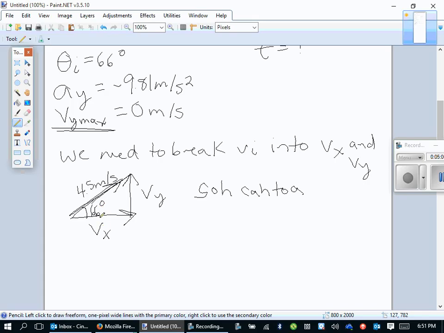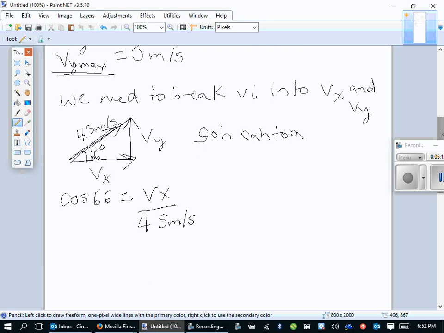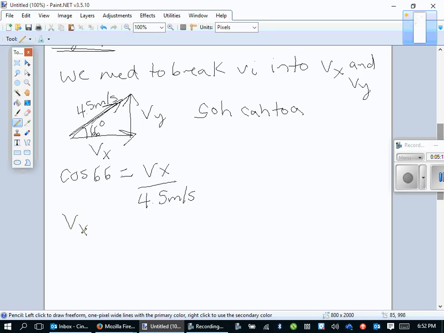If I wanted to know the x, this is adjacent and hypotenuse, so I'm going to use cos. So cosine of 66 is equal to the adjacent over my hypotenuse, 4.5 meters per second. So my Vx is equal to 4.5 times the cos of 66. That is how I could get that component. I actually won't need my Vx just yet, so I'm going to look at my Vy.